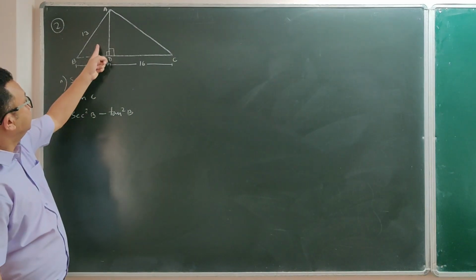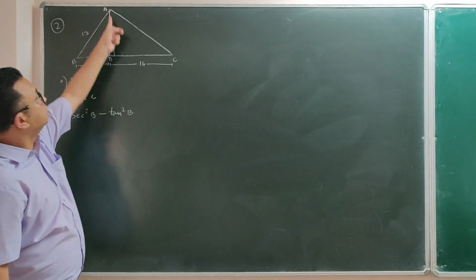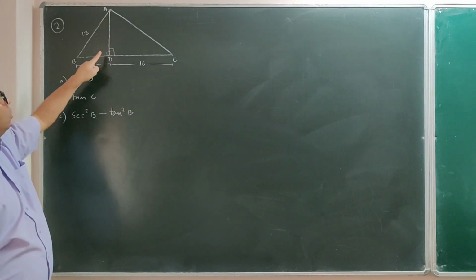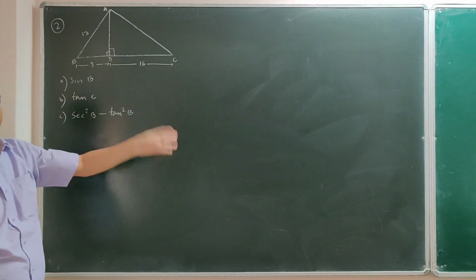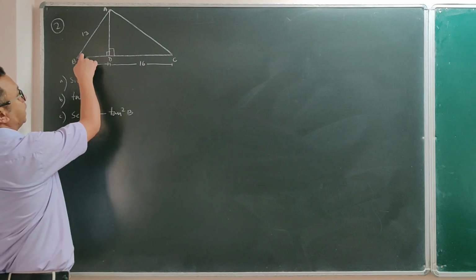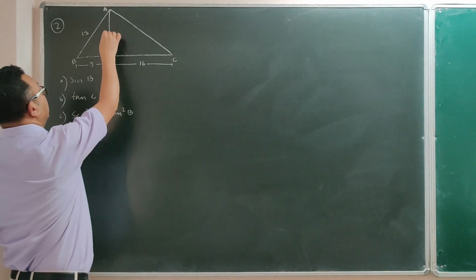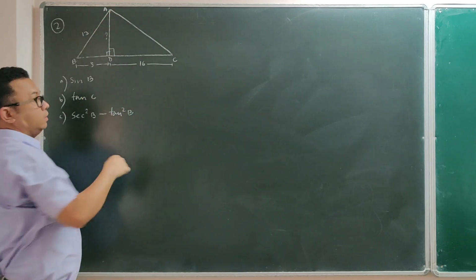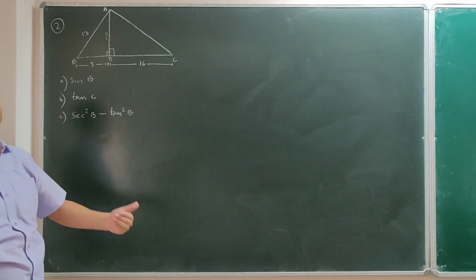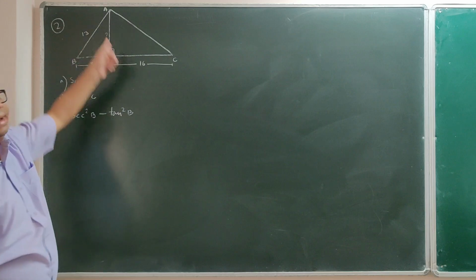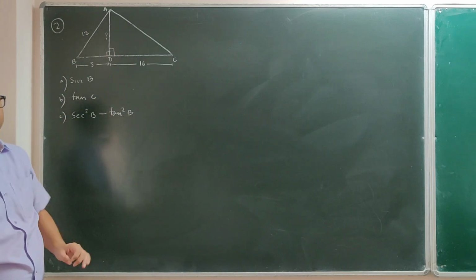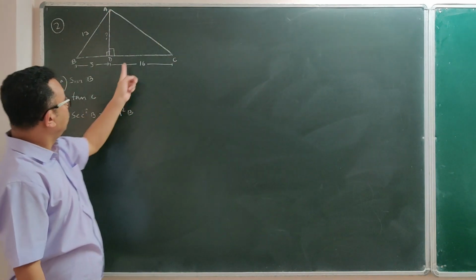Okay, let's check. In this triangle, opposite to 90 degrees, the hypotenuse is there. If I am taking the angle of reference as B, then the base you also know. Then we'll find the perpendicular. Yes, fine. So using Pythagoras Theorem, I'll find what the perpendicular AD is.